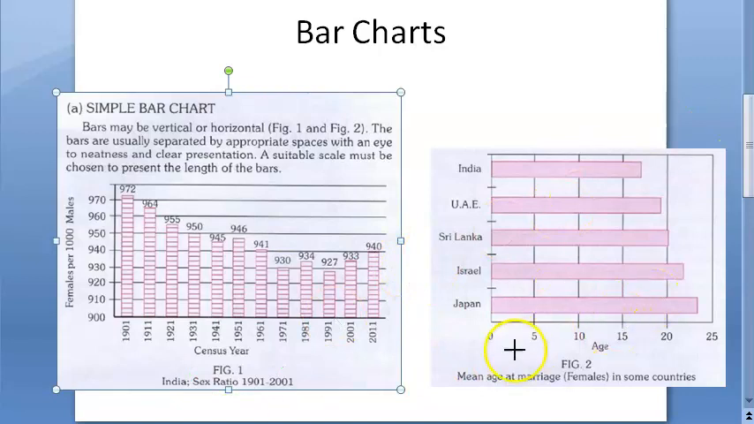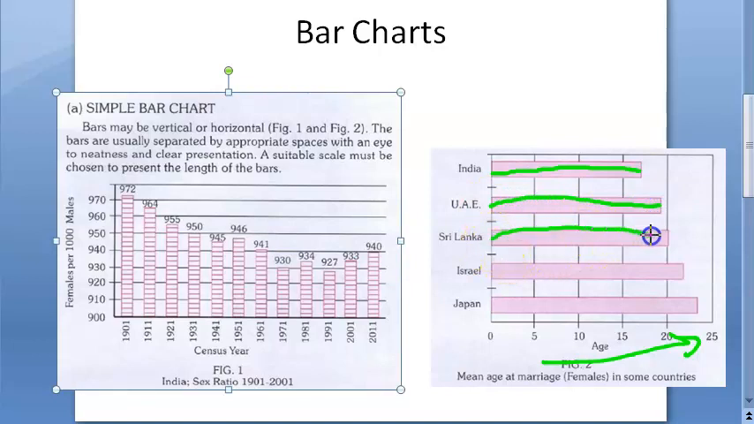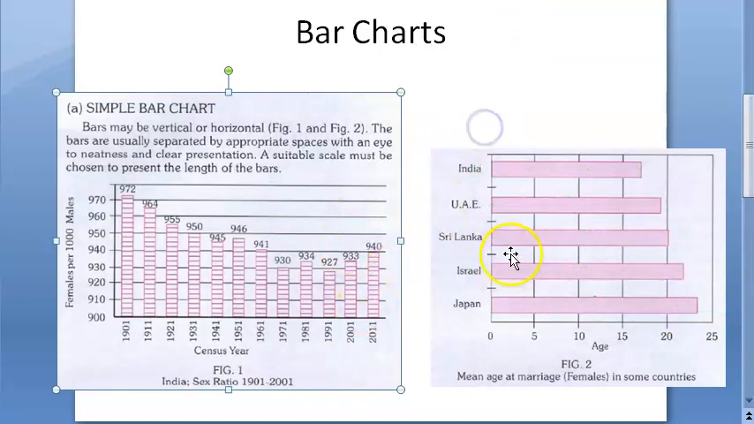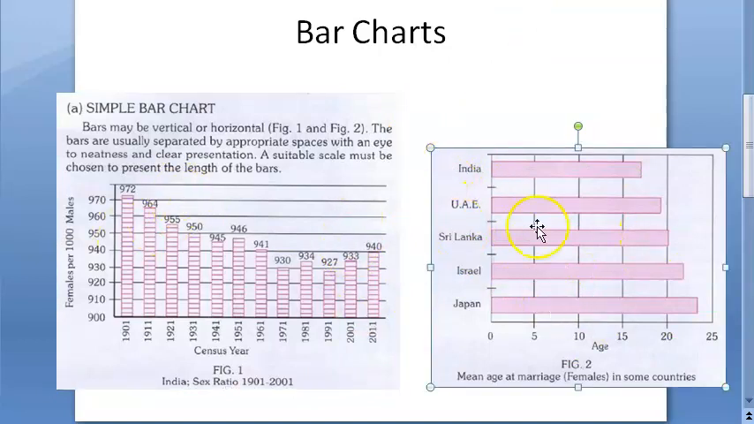Anyways, now look at this age. This is age here: mean age at marriage for females in some countries. In India, they are getting married really fast. In UAE, a little slower. In Sri Lanka, a little more late. In Israel, a little more late. In Japan, they are getting married at around 22, 23 years. That's nice. I like that. Okay, so this is bar chart simple.